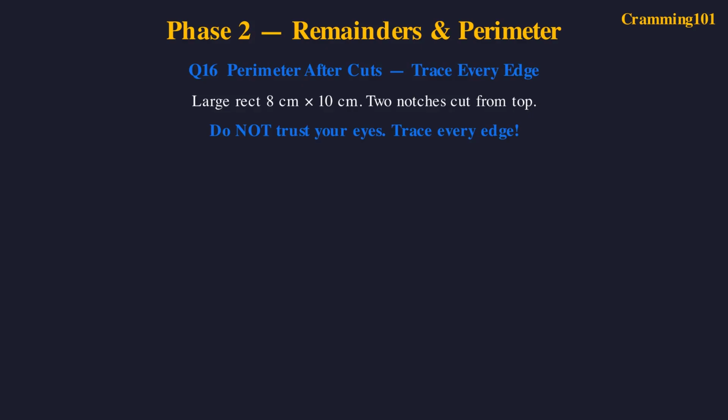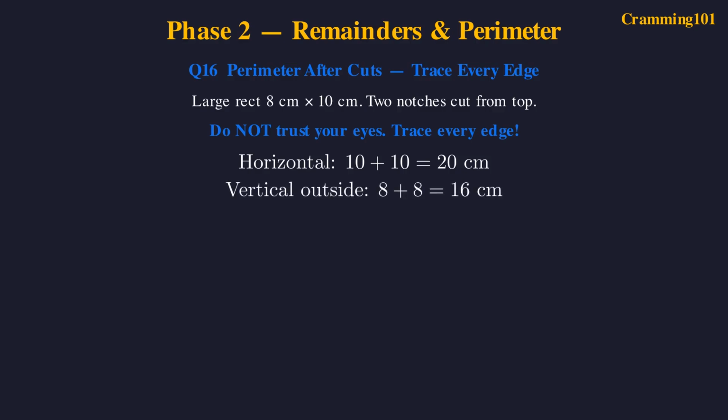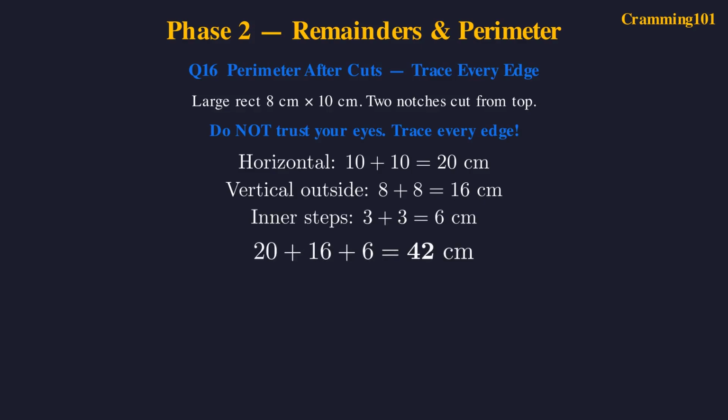Perimeter means the total distance around the outside. The horizontal edges still add to 10 plus 10, which is 20 centimeters. The vertical outside edges add to 8 plus 8, which is 16 centimeters. But now we also have 2 inside step edges. Each one is 3 centimeters, so the 2 extra vertical step edges add 3 plus 3, which is 6 centimeters. Now add everything. 10 plus 10 plus 8 plus 8 plus 3 plus 3 equals 42. So the perimeter is 42 centimeters. The answer is E, 42 centimeters.